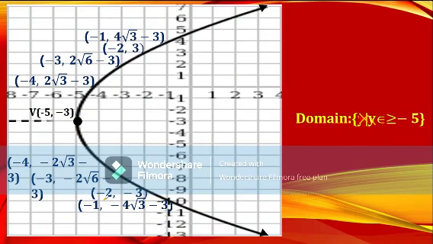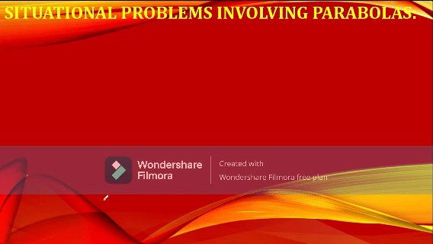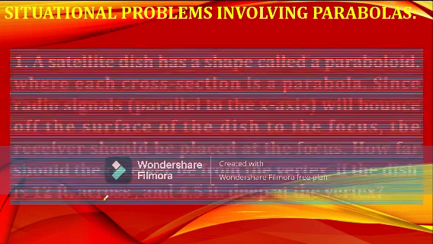Okay, so we're done. We're able to graph. We're able to plot the points, and I think you have familiarized already how to plot the points on the Cartesian plane. Okay, now situational problems involving parabolas. So let's have the situational problems involving parabolas.